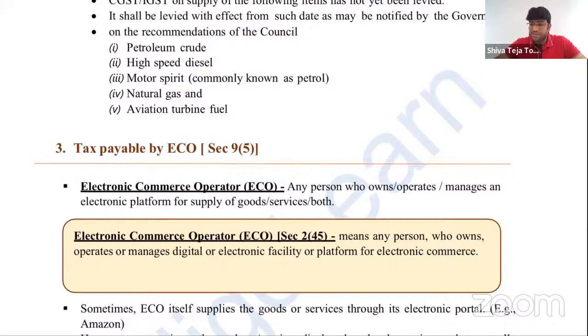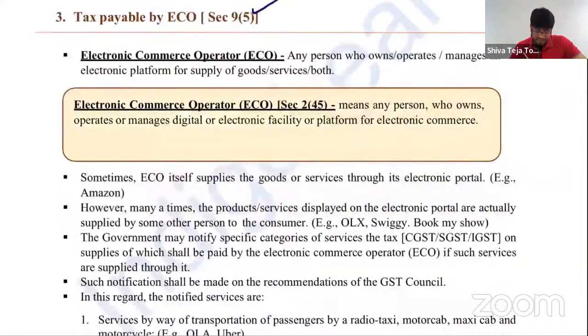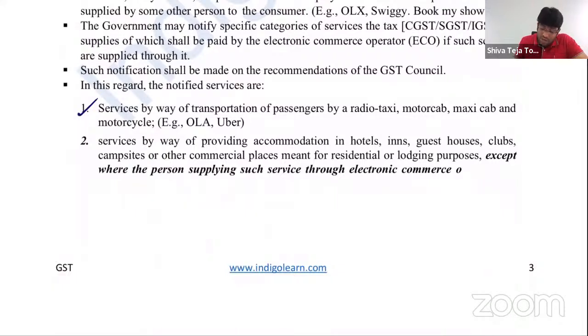Are you ready, my dear friends? Yes? Come on. What is section 9.5? For certain notified services supplied through an e-commerce operator, the e-commerce operator is liable to pay GST. What are the points covered there? First one, transportation of passenger by radio taxi, motor cab, maxi cab, motorcycle. Motor cab means a vehicle meant to carry not more than 6 passengers. Maxi cab, a vehicle meant to carry more than 6 passengers, but not more than 12 passengers. Motorcycle, two-wheeler, Rapido. Yeah, and for cars, Ola, Uber and all.